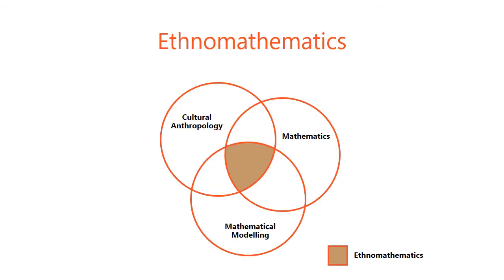But there is one concept that was introduced to the field of mathematics in 1977. Ethnomathematics is the study of the relationship between mathematics and culture. The goal of ethnomathematics is to contribute both to the understanding of culture and mathematics and leads to an appreciation of the connection between the two.